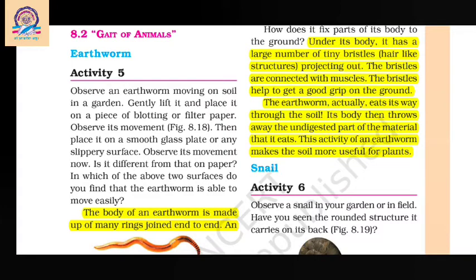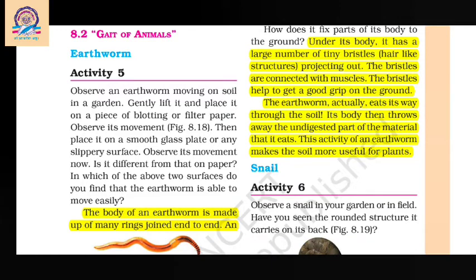This is part 4 of chapter 8, Body Movements. In today's part we are going to study the gait of animals, which means how animals walk or the movements of animals. Okay? The first animal is the earthworm.